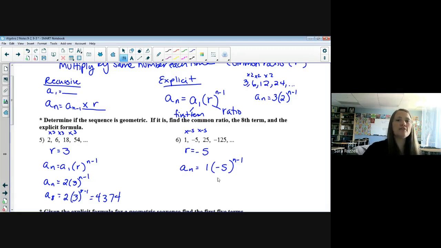So if you are looking for this as a multiple choice option, they might not have the 1 written, right? Because 1 times something's not going to change it. So it's probably not going to be there if you were picking that from a multiple choice. It would just say negative 5 to the n minus 1. So if you don't see a number in the front of your parentheses, there's a good chance, well, not a good chance, the first term is going to be 1. And to get our 8th term, we just plug in 8, right?